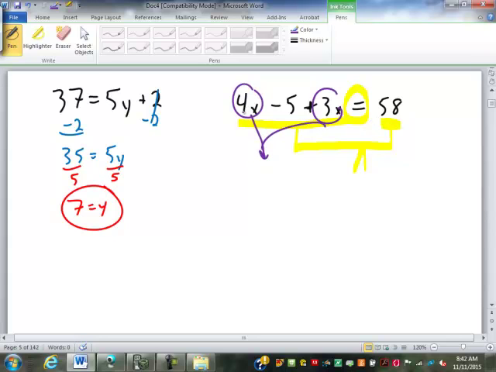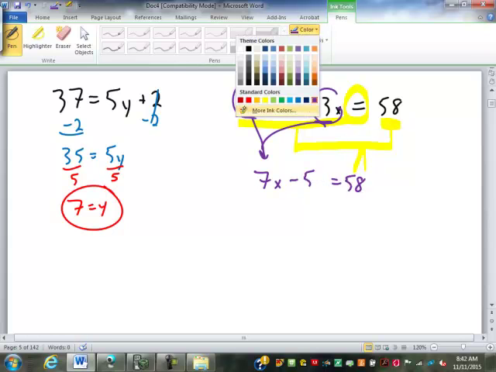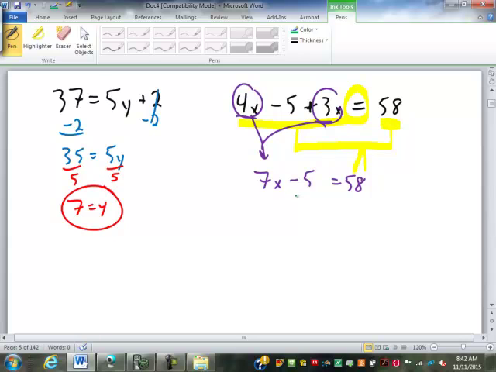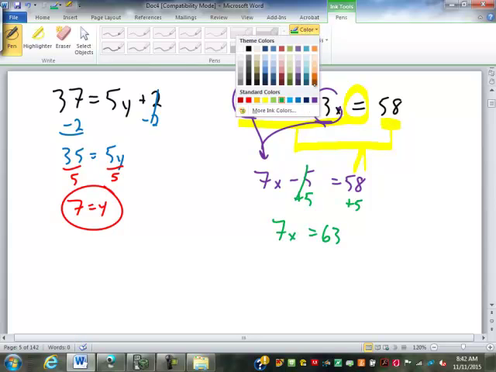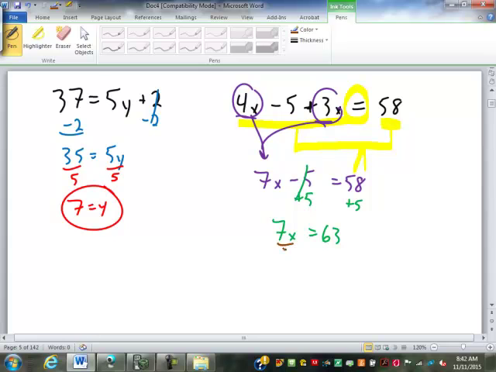No, it won't. 4x and 3x make 7x. So I can just rearrange this. I can combine those to make 7x minus 5 equals 58. Now what would I do to solve it? Add 5. So 7x equals 63. And then divide by 7. So x equals 9.